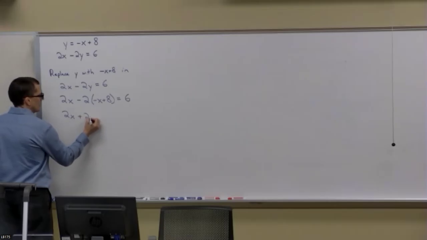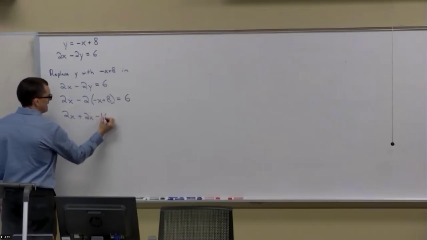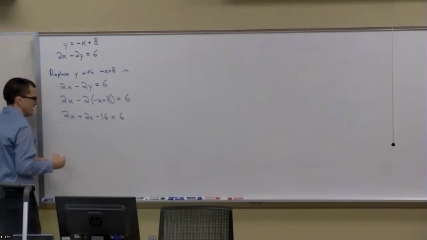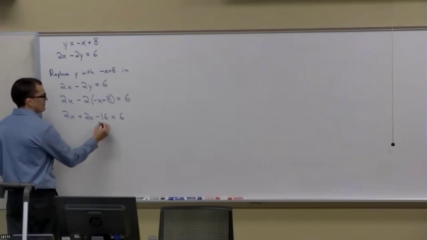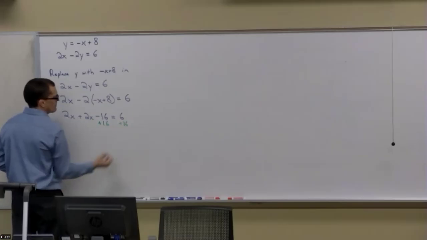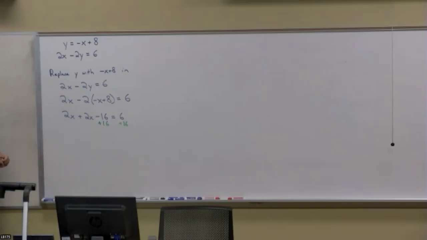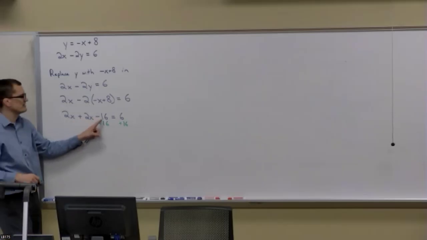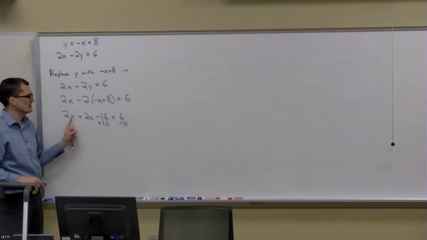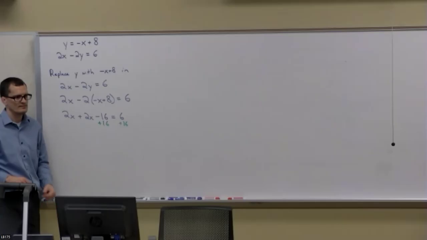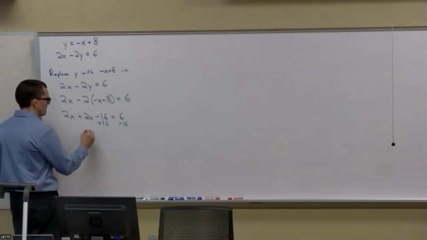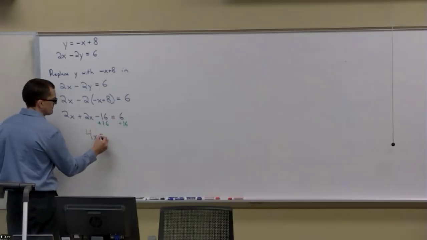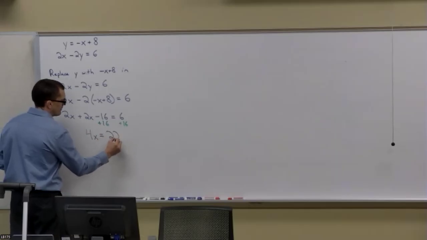So we have 2x. I misspoke, I wrote the correct. So negative 2 times negative x plus 8 is 2x minus 16. The left-hand side is equal to 6 on the right-hand side. I will add 16 to both sides, giving me 4x is equal to 22.